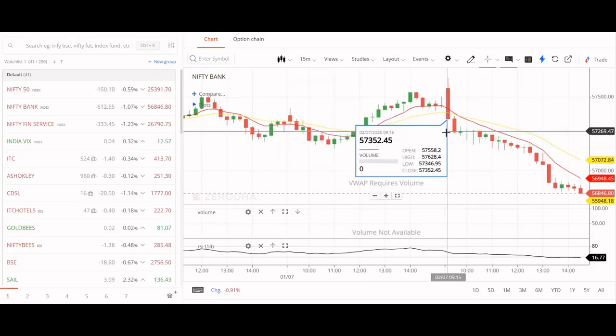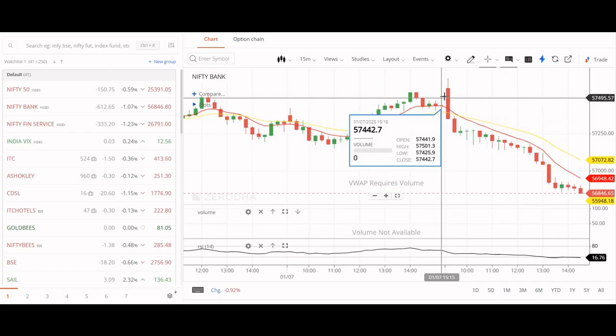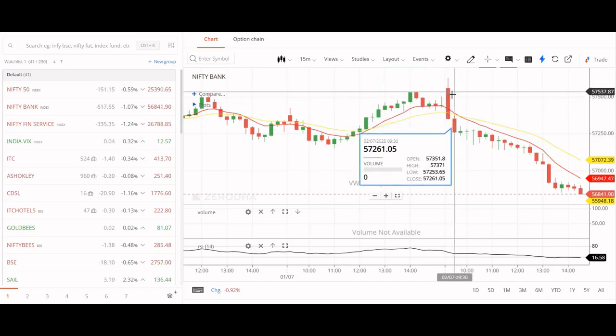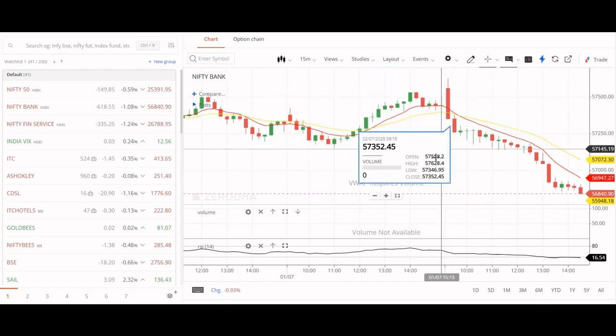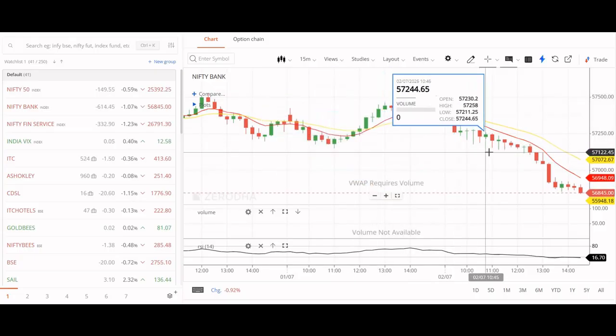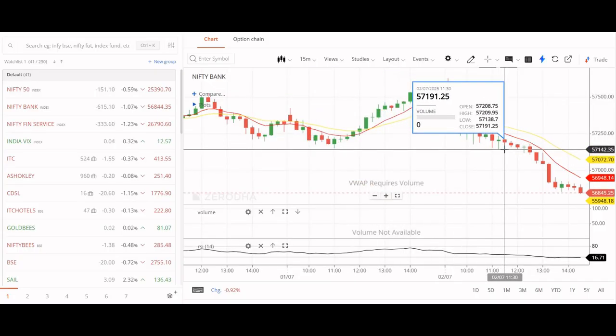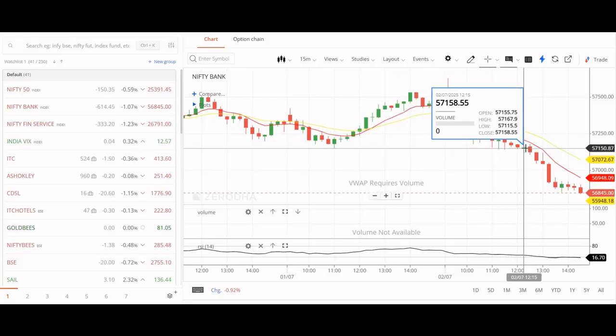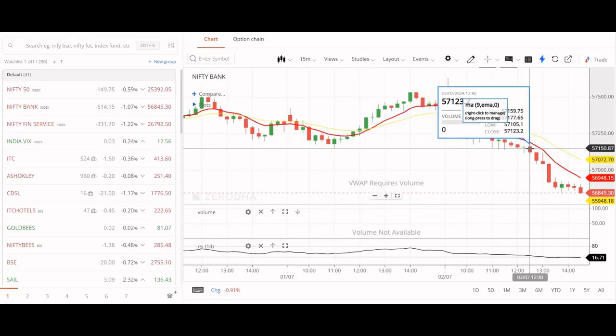In intraday, always ignore the first candle. It may have a gap up or gap down, so we should ignore the first 15 minute candle for better confirmation. After that, looking at the 57,150 level, you can conclude that this is the candle which breaks it, around 12:30. The close of this candle is 57,120.